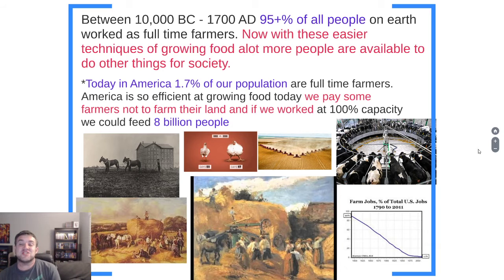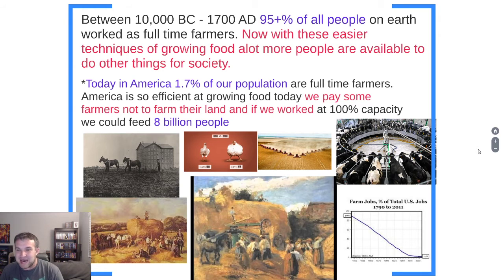And the United States is so good at growing food, we could, if we wanted to, feed 8 billion people on planet Earth. There's actually a policy where the United States government pays some of our farmers not to use all their land. We try to keep certain prices high of certain farm goods, so it's kind of crazy stuff. But yes, we could feed the entire world and more if we used all of our farming capacity to its full degree, with only less than 2% of our population doing the work.